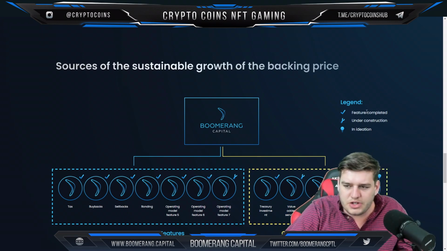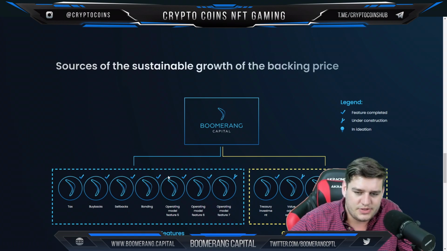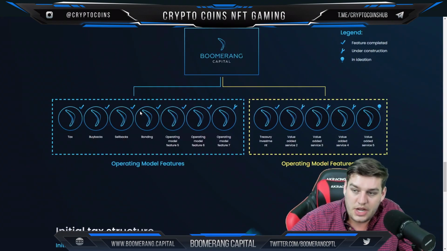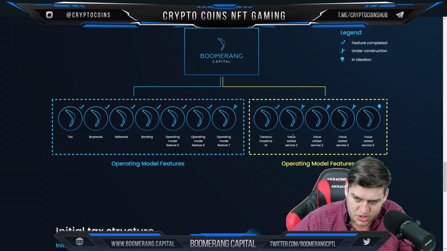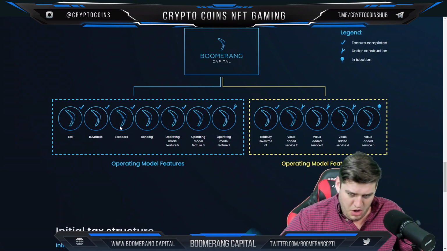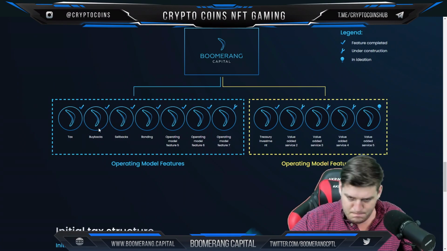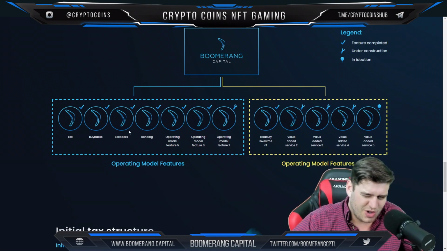So we can see the feature completion, under construction, and in ideation area of this. And essentially we can see that basically most of this is completed. We've got a couple of things under construction, which is value-added service 2, 3, and 4. Then 5 is going to be coming very soon. So we can see they've gotten past a lot of the most necessary things to just start the company by base.